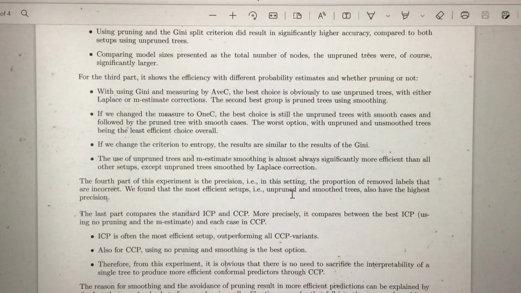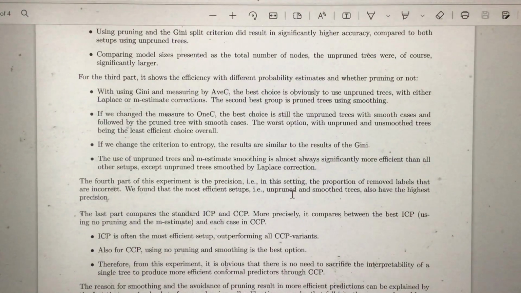they have four different subcases. So the first one, using Gini and measuring by AvgC. So the best choice is obviously to use unpruned trees with either Laplace or M estimates correction. And the second best group is pruned trees using smoothing.